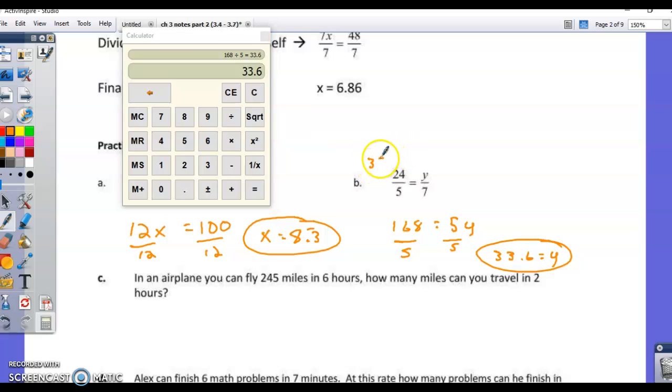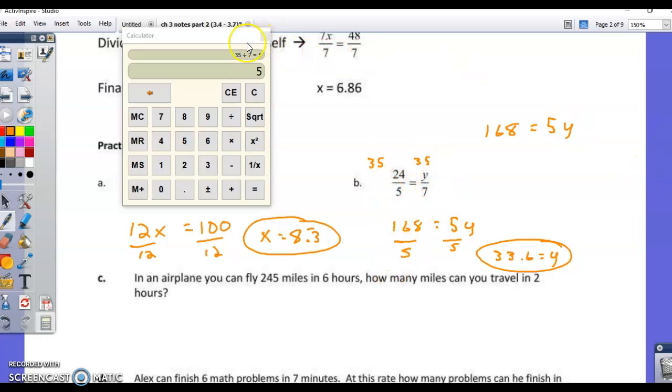If I multiply both of these by 35, I would do 35 times 24 divided by 5. That divided by 5 gives me 168 equals 35 times y divided by 7. So again, 35 divided by 7 gives me 5y. So you can see how we took the notion of clearing fractions, that concept, and this is just a quick way to do it when you're only dealing with two fractions.